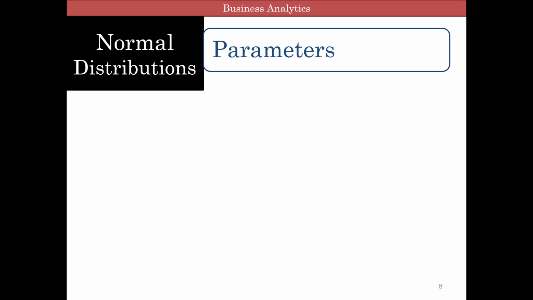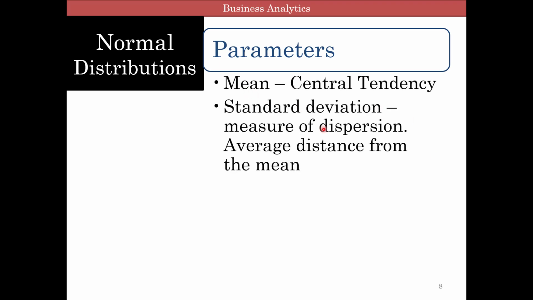So the parameters you use in normal distributions are going to be mean and standard deviation. Remember, when we did measures of central tendency and measures of dispersion, mean is the middle value of all the data, and standard deviation is the average distance from the mean. It's important that you remember these definitions.